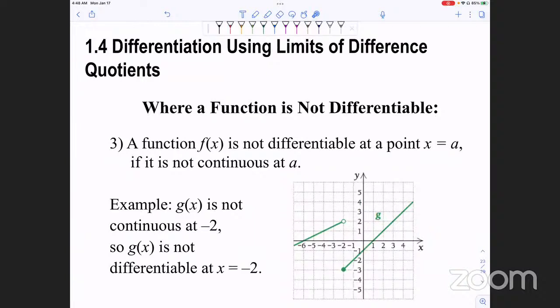A function is not different. A function f of x is not differentiable at a point x equals a if it's not continuous at a. So we got this huge gap. We start tracing from the left, and we have to pick the pen up, and because we have to pick the pen up, there's a gap. So it's not differentiable when x is -2, because the function is not continuous.